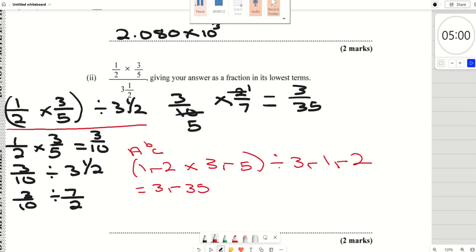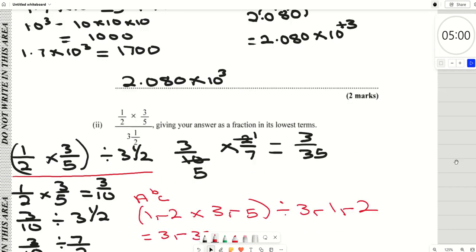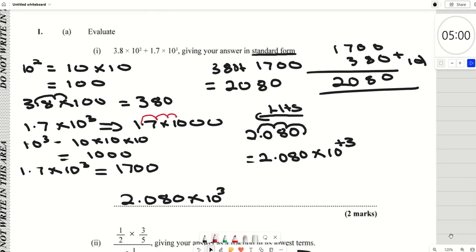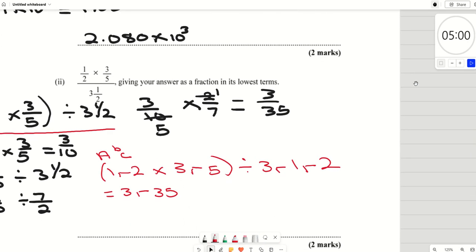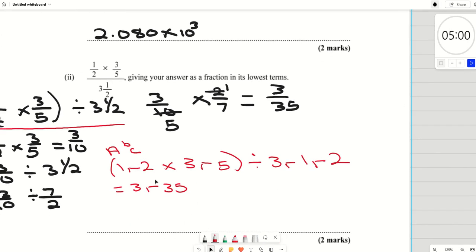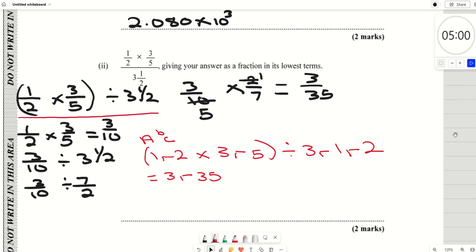And you do this because they didn't say use calculator, they just said evaluate, so you have to show your working, okay? Your calculator is just there to check to see if your final answer is correct or not. Right, so my answer is 3 over 35.